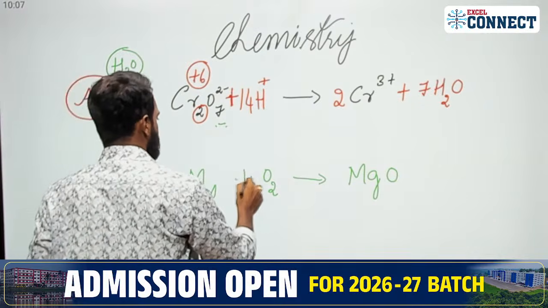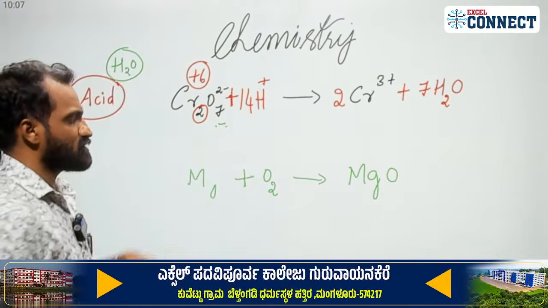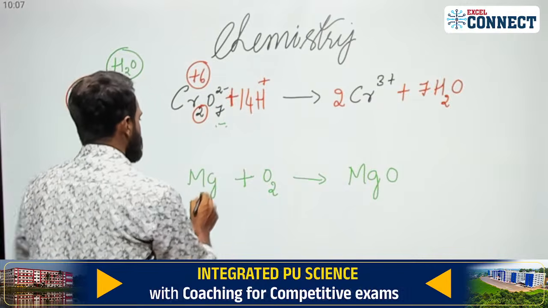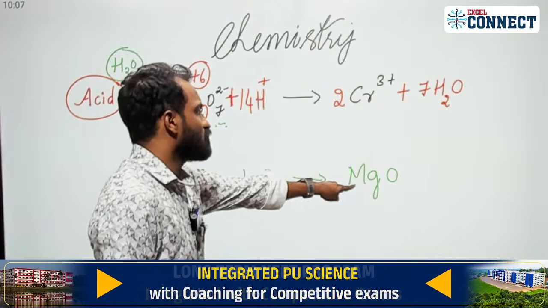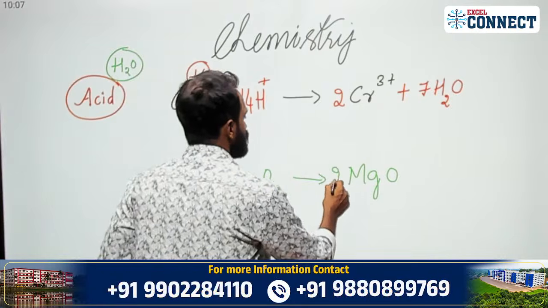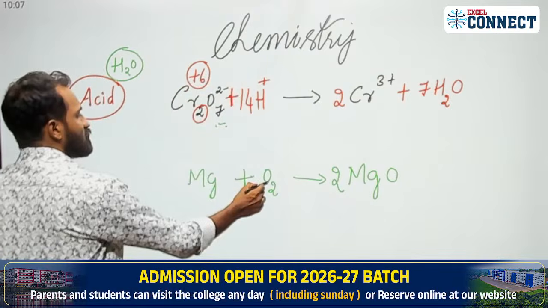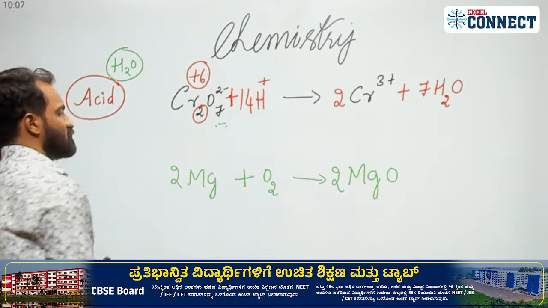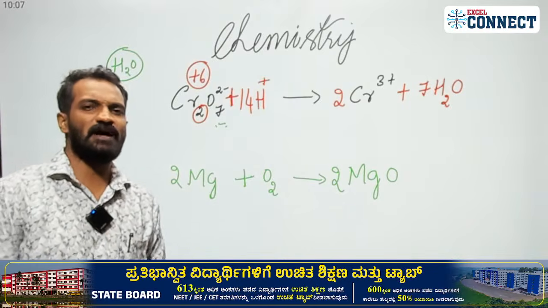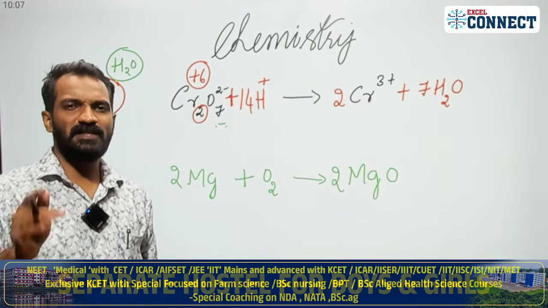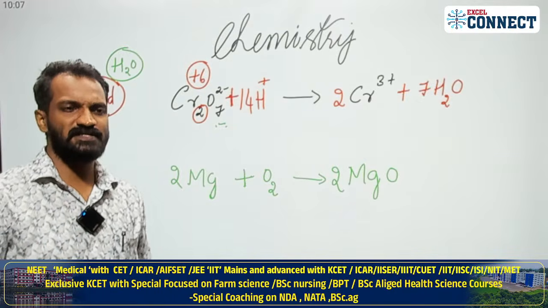Correct? This is the method. Magnesium oxide. Here only one magnesium is there. Here 2 oxygen is there. So I put here 2 oxygen. Now here it is 2 magnesium. This is the simple method of balancing an equation. Understood?